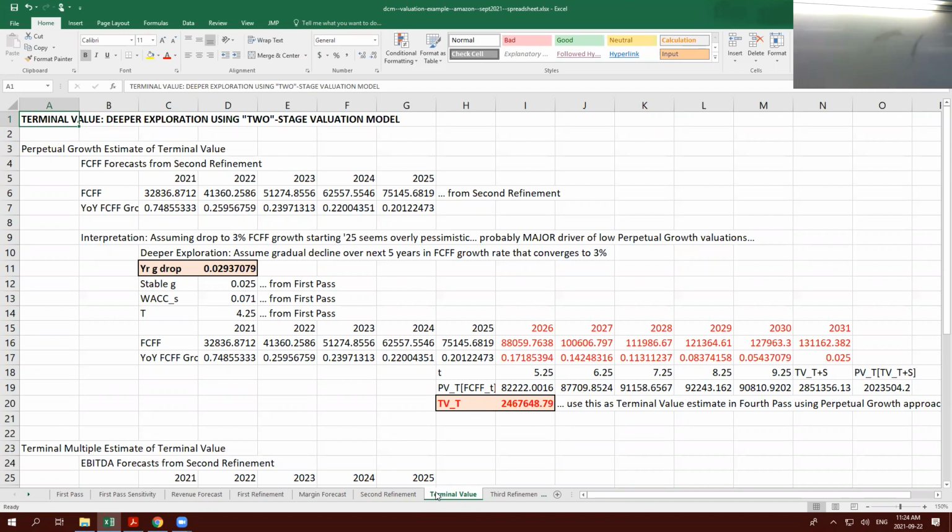Go ahead. Sorry, just have a quick question about the multiple. For the terminal multiple, it says the company estimate from Bloomberg. Is that the company's current multiple? It's EV to EBITDA right now. Oh, so it's not a comp set, right? No, it's its own. It's literally, I looked up one number. I didn't use comps at all here. I make zero use of comparables here.